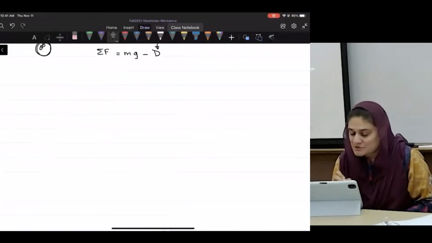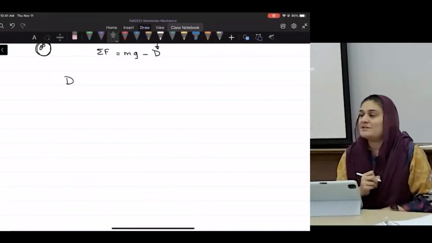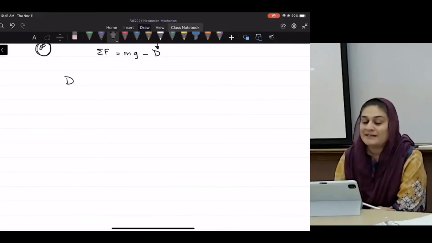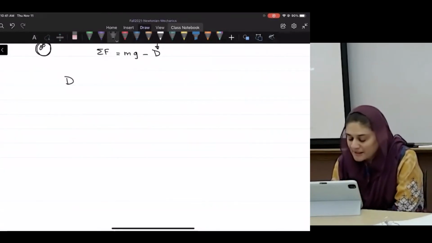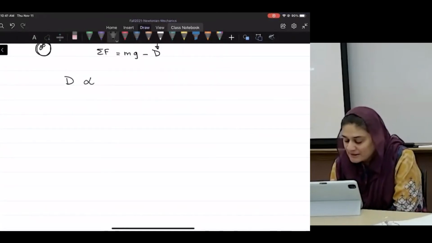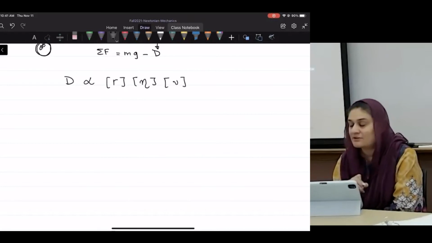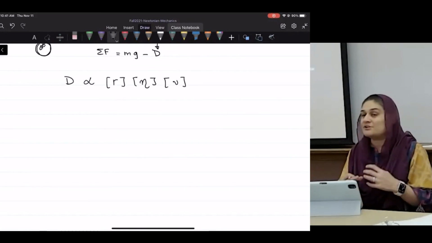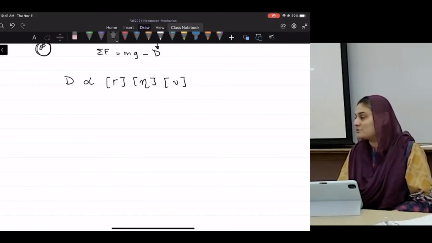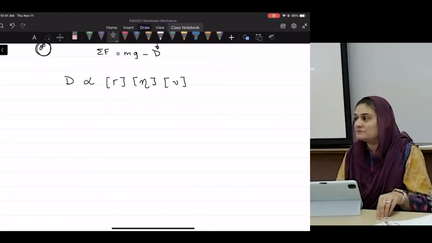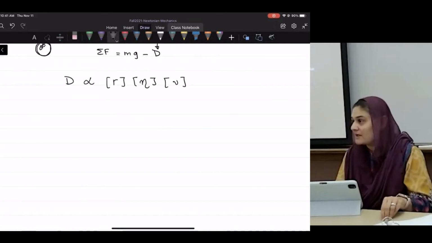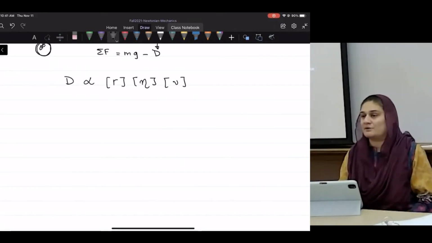Okay, ready? This drag has to depend on certain things. And experimentally, we find that this drag depends on the radius of your sphere. It depends on the eta of the fluid you're falling through, and it depends on the velocity of your fall. The faster you go, the more drag you experience. Is that true? Yeah. The thicker the material, the more drag you will experience. And the larger your object, the more drag you'll experience.